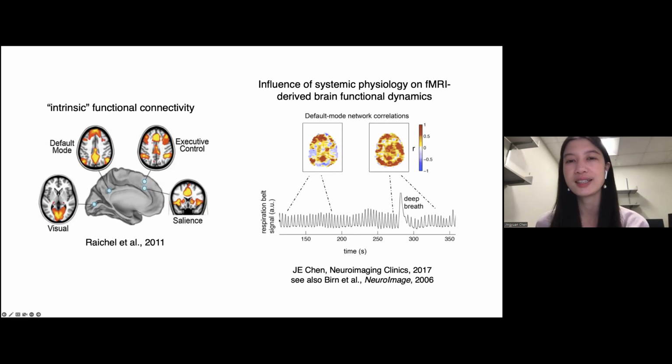So for instance, here is a subject's respiratory recording. You can see when the subject takes a deep breath, there is a drastic change in the network patterns. But this is not due to neuronal changes. When there's a deep breath, it causes a systemic change in the fMRI signal everywhere, so it looks like there are positive correlations between a lot of brain regions. This has actually been shown by studies many years ago. The systemic changes in physiology will cause a global, consistent response in different parts of the brain.